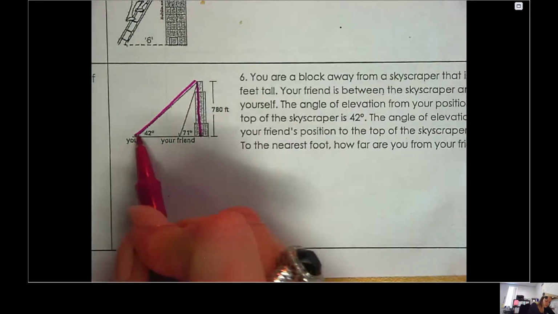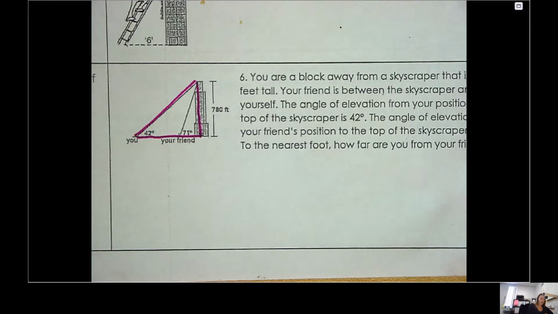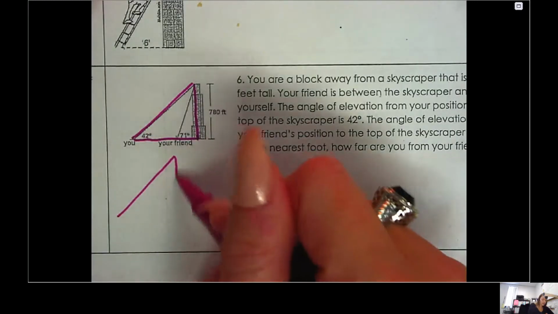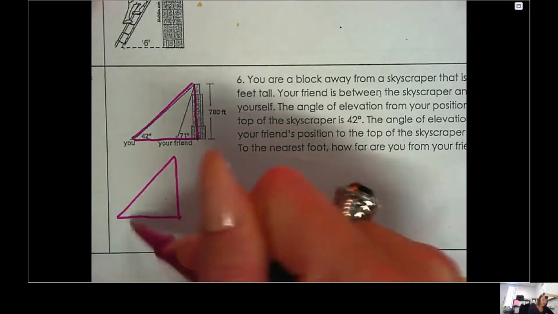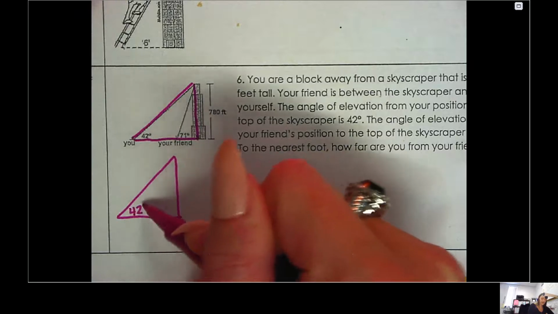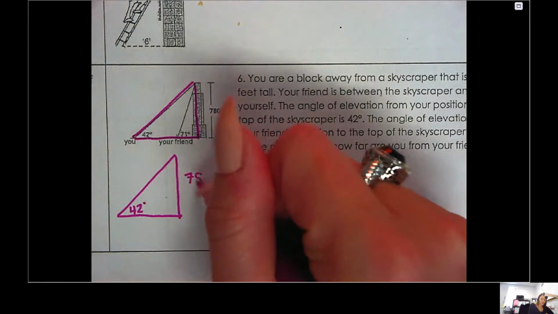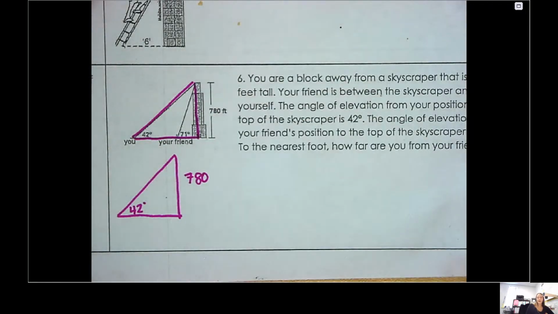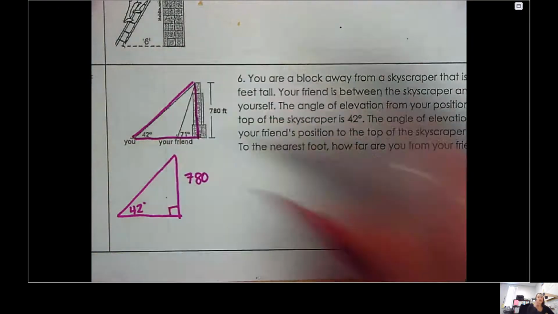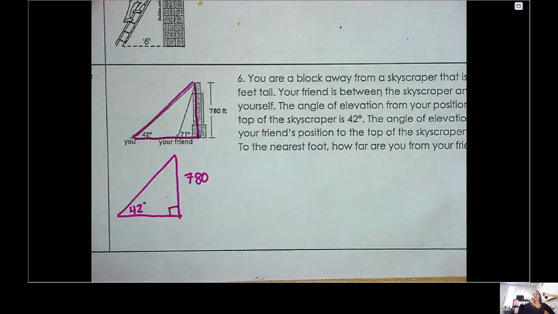So yours is 42 degrees down on the lower left. The skyscraper is 780 feet. Where does my right angle go? Bottom right. And then what am I trying to find? Where does my X go?